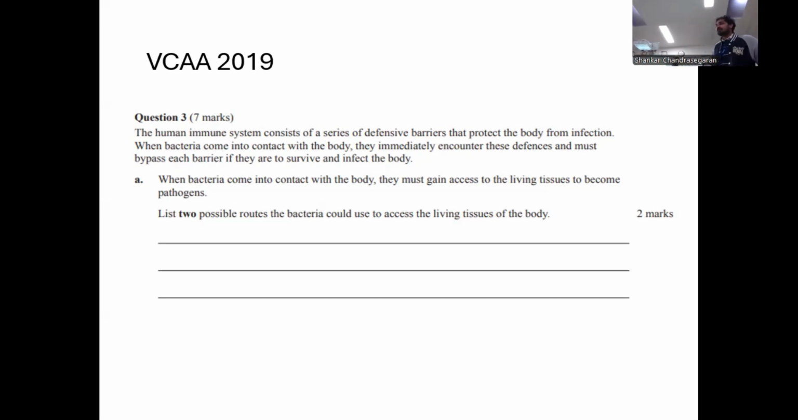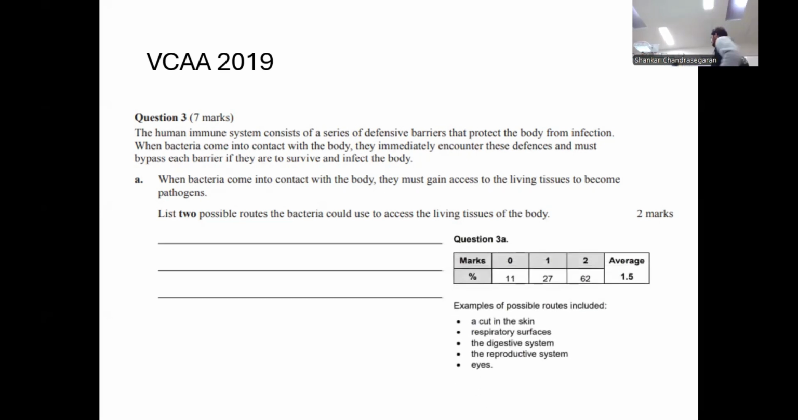So rather than saying the organs, you should say the system they're part of. Okay, for eyes, obviously you just say eyes, but for the nose, it's more towards the respiratory system. That's how you would describe it, right? In fact, that is what the answers are stating, right? Eyes or the respiratory surfaces, or the most straightforward one that you guys should always link in your head is a cut in the skin.